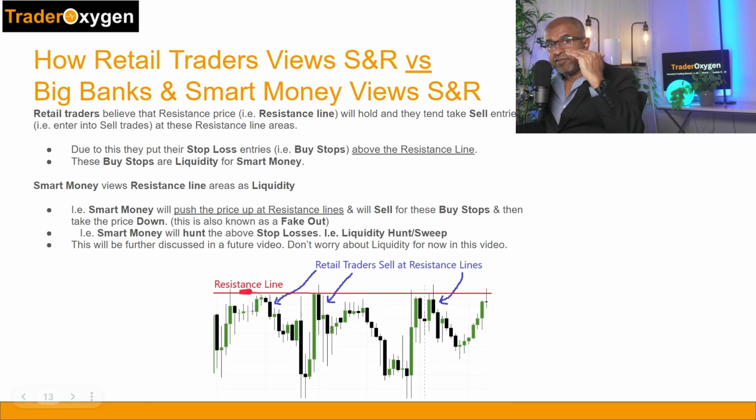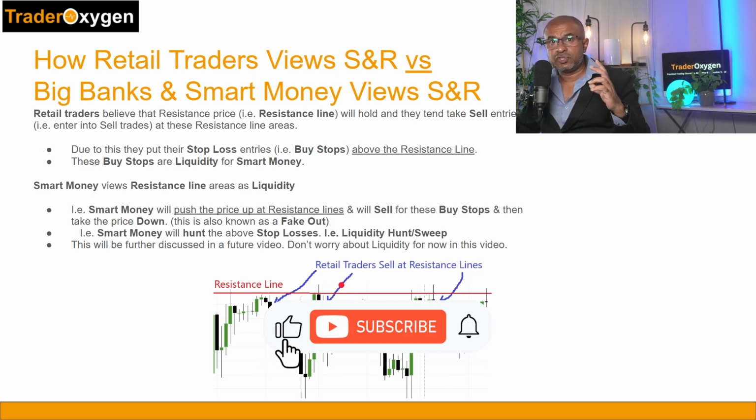Same thing at resistance, the price needs to go down. However, as we explained, what the algorithm, big banks and smart money do is they will make a fake out and grab the liquidity, and only after that they will take the price down because they need that liquidity in order for them to sell in large quantities.